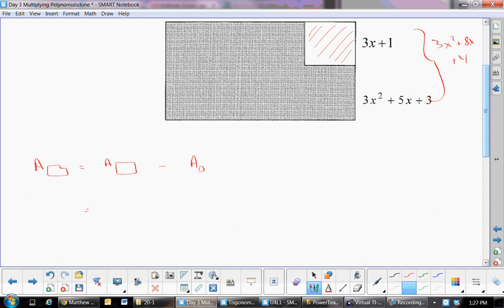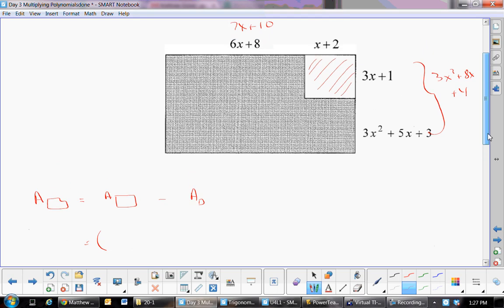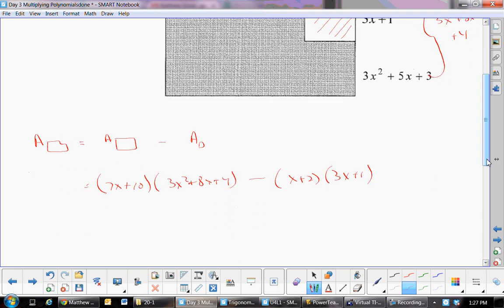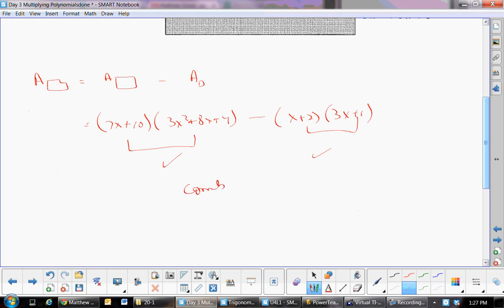So, how do you find the area of the large rectangle? What is the length? It's 3x squared. Okay, I always like to pick the longer as the length, but that's just me. Times 3x squared plus 8x plus 4. And then minus that little guy, x plus 2 times 3x plus 1. Okay, and this we've done already. This we've done already. And then you have to combine terms.